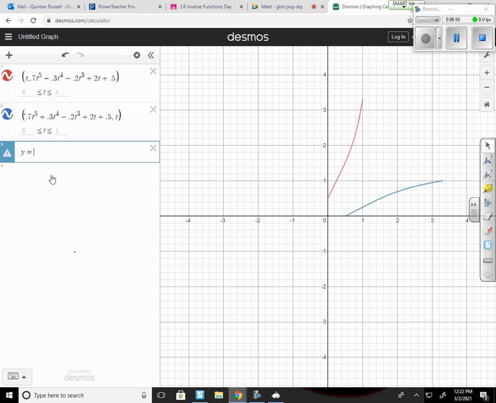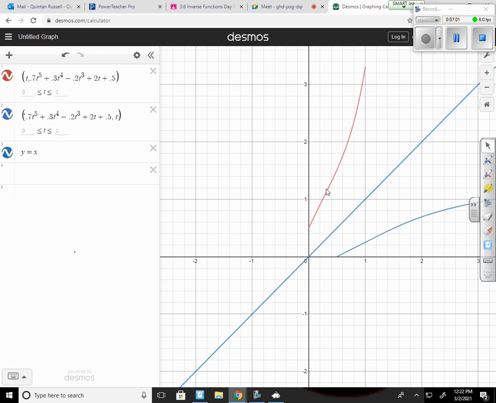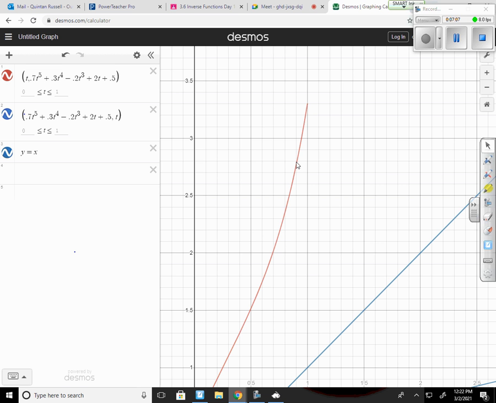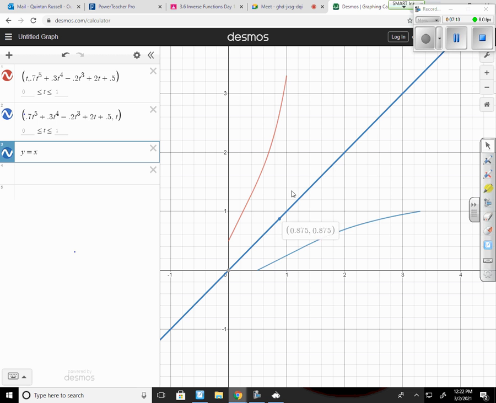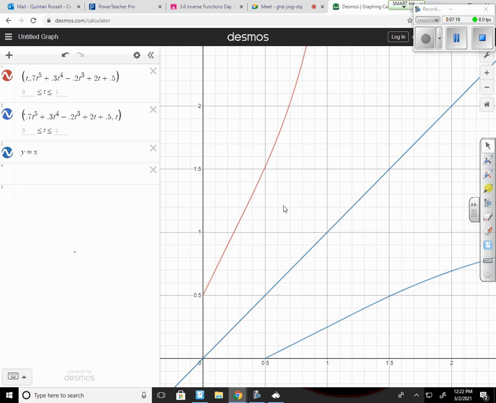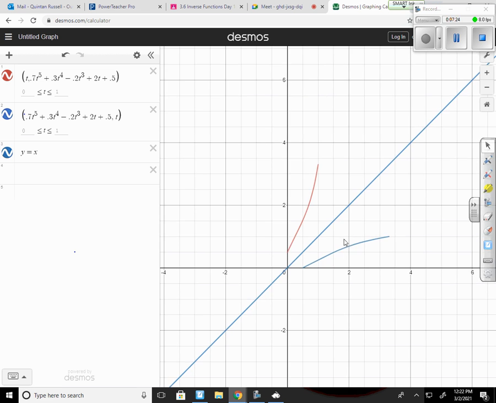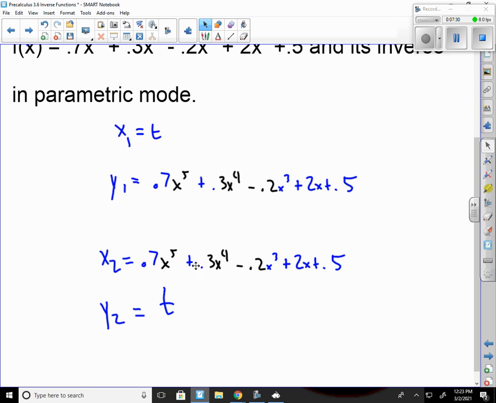And then if I put my line y equals x in there, you're going to see that this reflects perfectly over y equals x. The whole point is you just flip your x and y whenever you're doing it in parametric mode as well. Especially on Desmos, you just put it in the parentheses, like it's an ordered pair, and just graph it that way. That creates a parametric function.